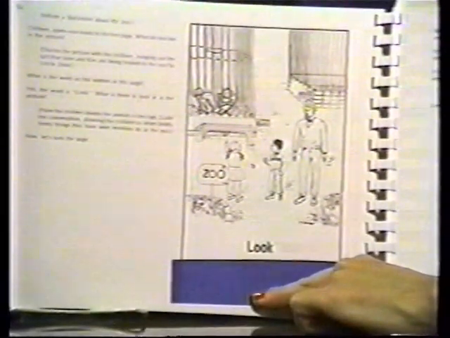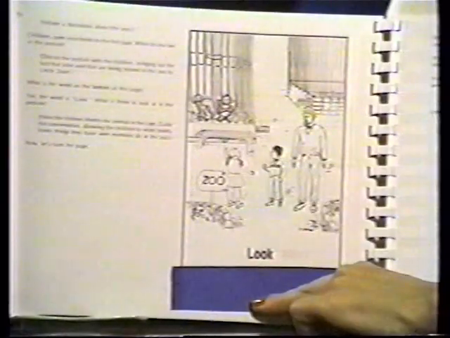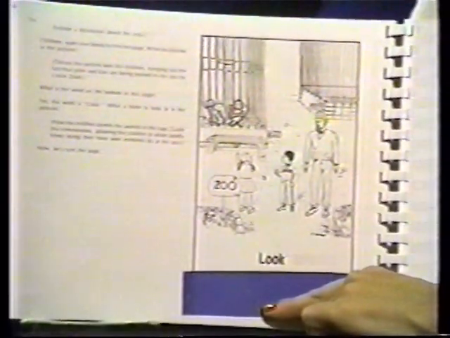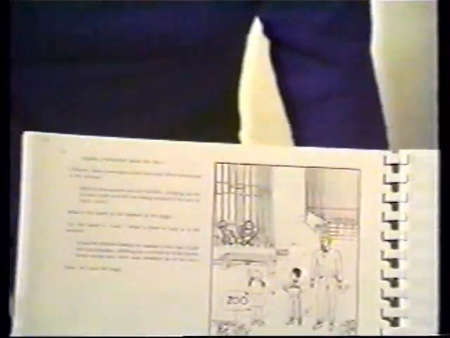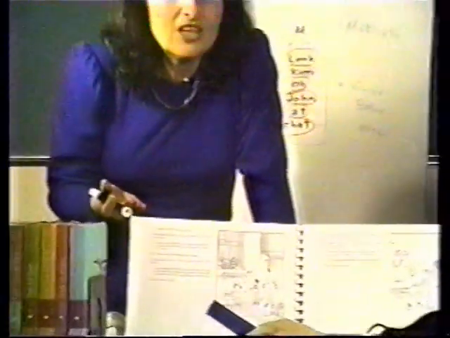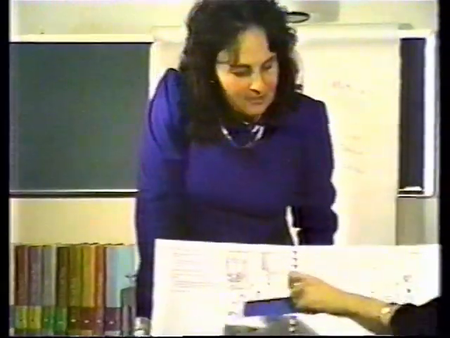Would you please read the word on the bottom of that page, Noreen? Look. Now, who do you think said look? Kim. And what does she want them to look at? Monkeys. Right. And then you would let the children share their experiences that they've had with monkeys or funny things that they have seen monkeys do at the zoo. Please go to the next page.